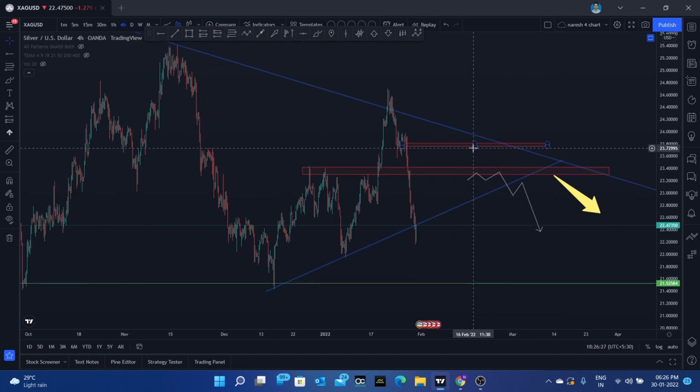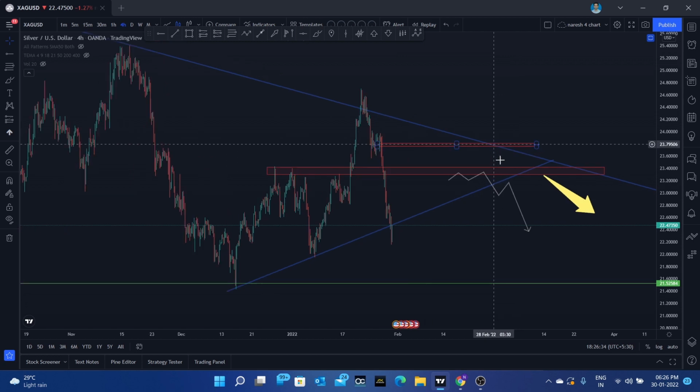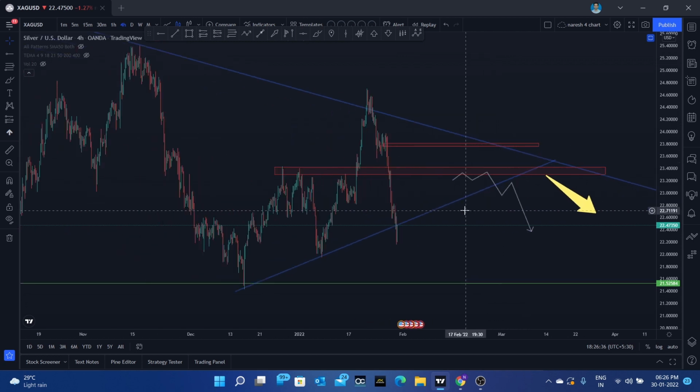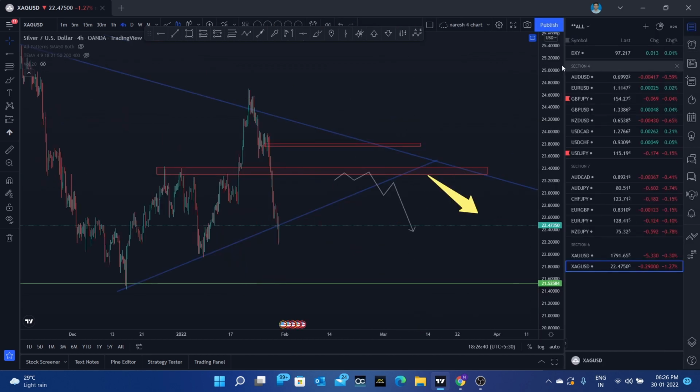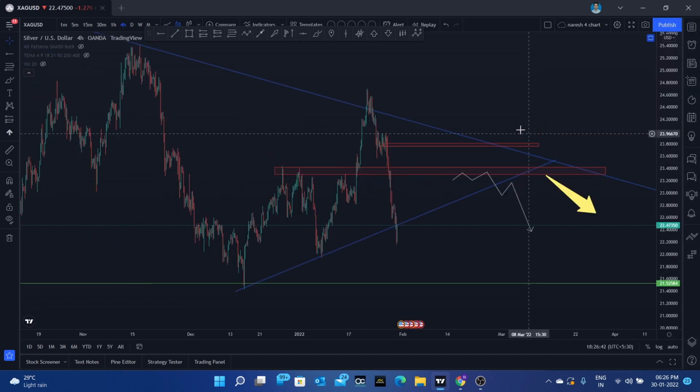If it is coming to this area, near this trend line, you can go for short entries if it is facing some kind of rejection here, guys. So that would be for silver, guys. I have covered all the analysis, and always keep in mind that I have already given all the levels. The price needs to respect the level. If it is not respecting the level, don't trade at all, guys.